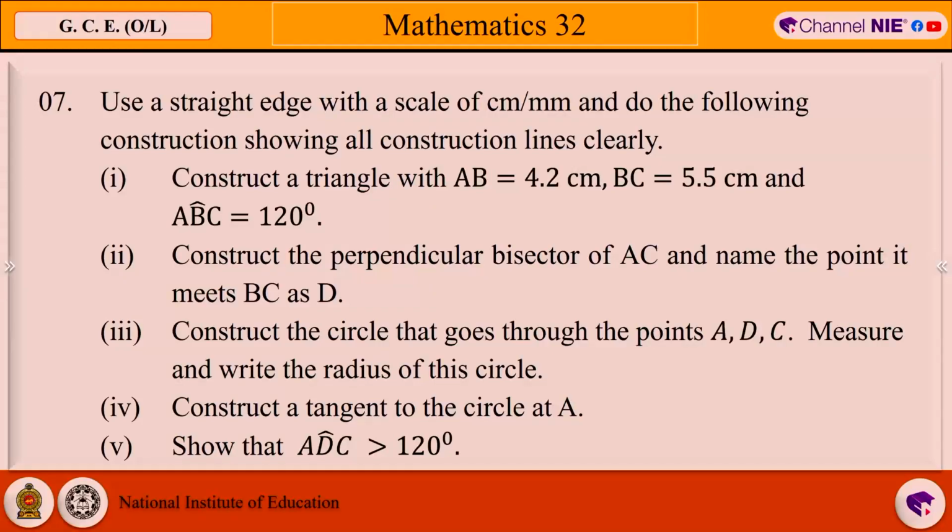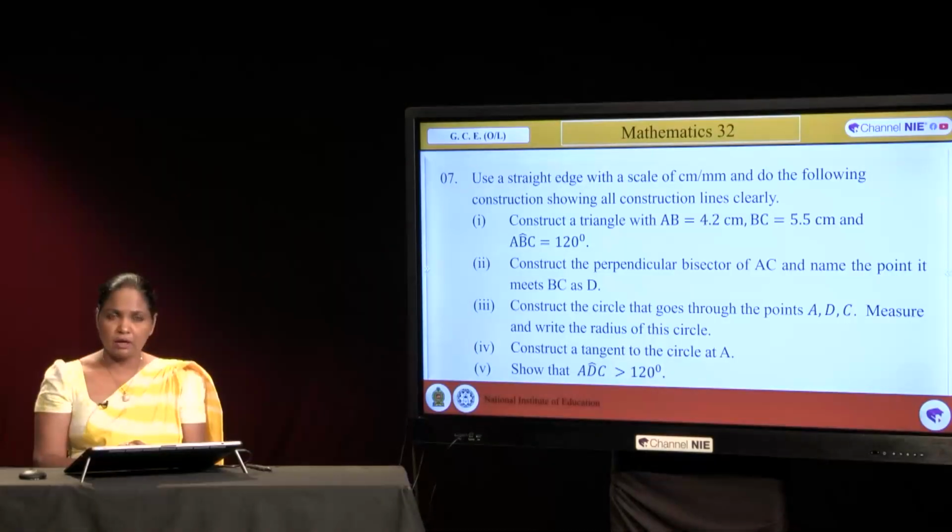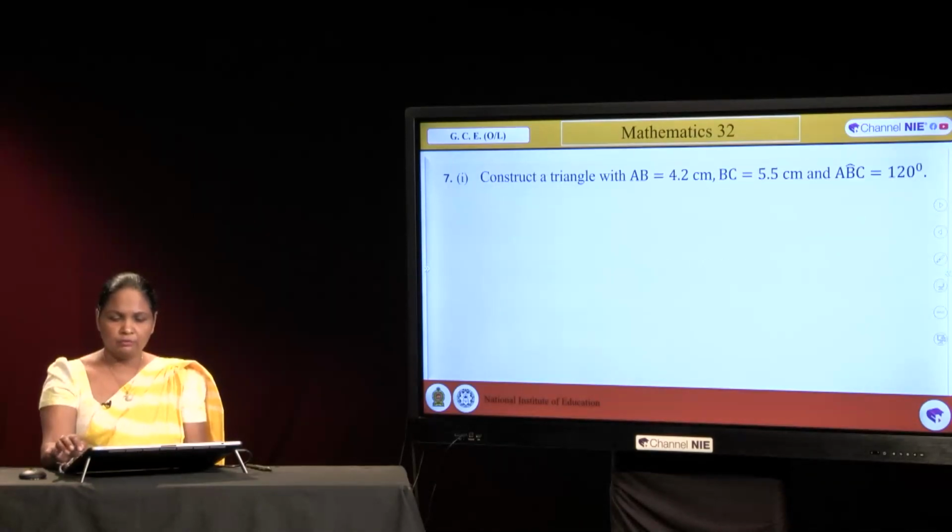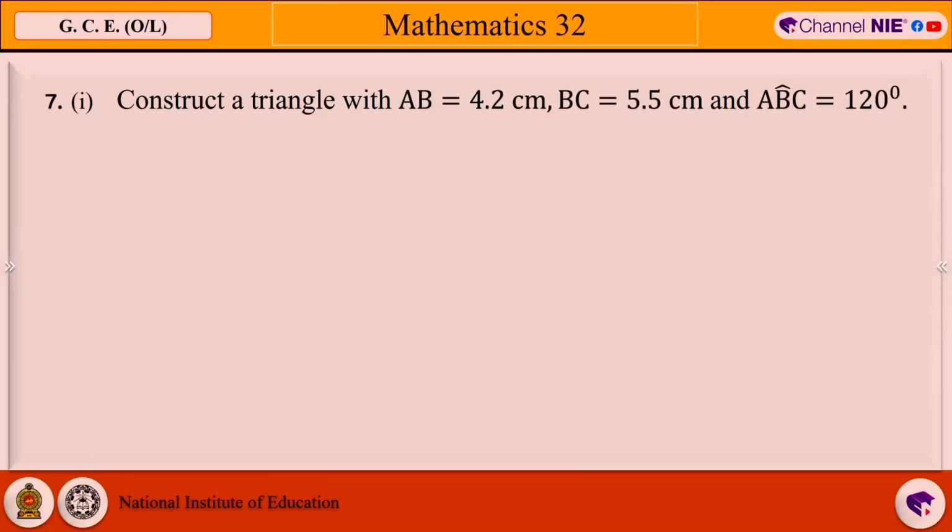Construct a tangent to the circle at A. In last part, you have to show that the angle ADC is greater than 120 degrees. We will see how to construct this figure step by step. First of all, we have to construct a triangle. You are given the lengths of AB and BC. So, first we take 4.2. AB is 4.2 centimeters. Then we have to construct the angle ABC which is 120 degrees.